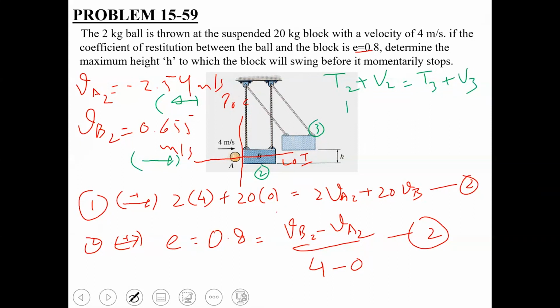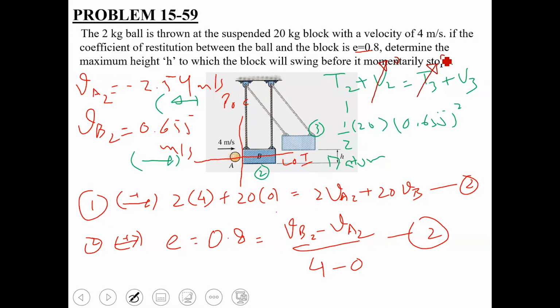The kinetic energy is given as half mv square. So it is going to be half times 20 times 0.655 square. Let's suppose that we are defining the datum at position 2. If the datum is defined at position 2, what is the gravitational potential at the datum? 0. What about T3? 0. Since T3 represents the kinetic energy of this particle at position 3, which is the position of maximum swing, once the block has attained maximum height, the velocity is going to be 0 at that maximum height. Therefore, T3 should be equal to 0.